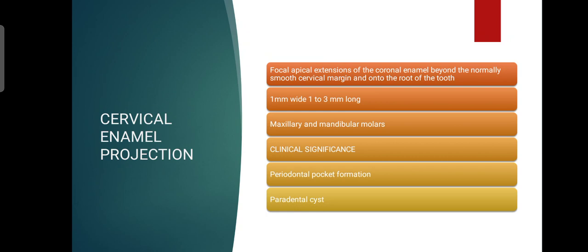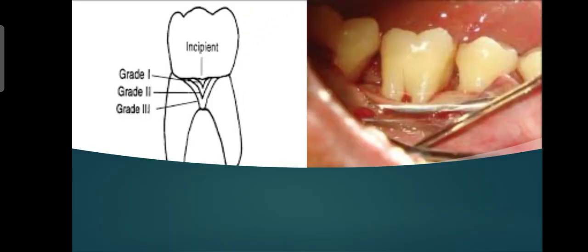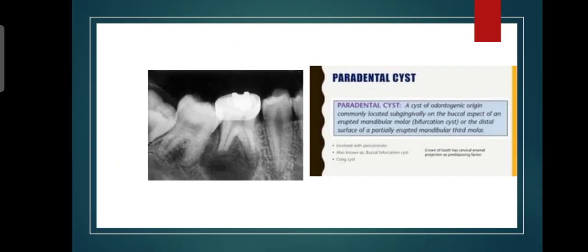So, what are the ectopic droplets of enamel in the bifurcation or trifurcation area on the roots of molars? They are enamel pearls. We'll discuss them. So, these are cervical enamel projections, and they can play a role in the development of paradental cyst.